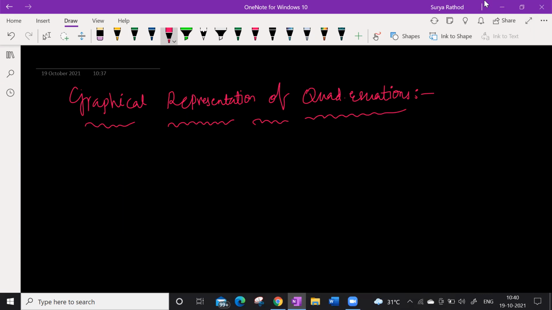So we are talking about graphical representation of quadratic equation. Okay, Sujay has sent something here. Sujay will explain to you, not an issue. I was talking about your doubt. Not an issue, I'll explain that as well.